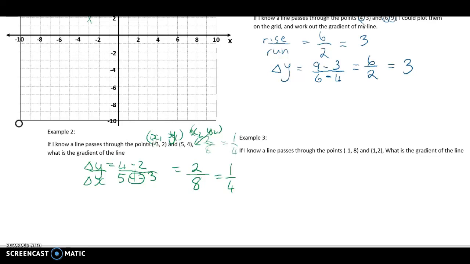Now, as we did before, I'd like you to pause the video, and then I'd like you to do example 3. If you need to do it on the graph, that's fine. But really what we're aiming towards is doing it using our change in y over our change in x. So pause now and do that.